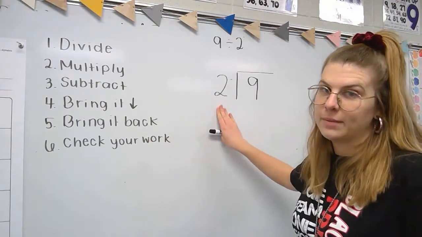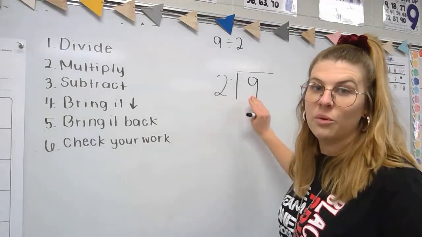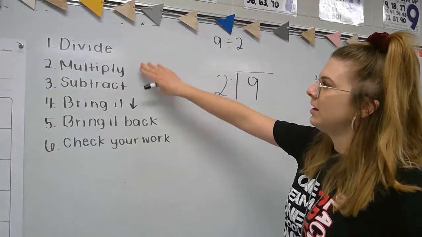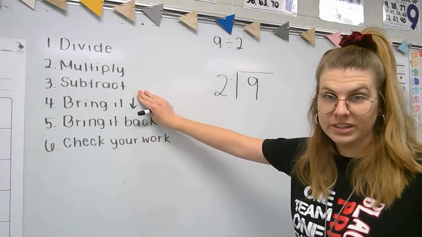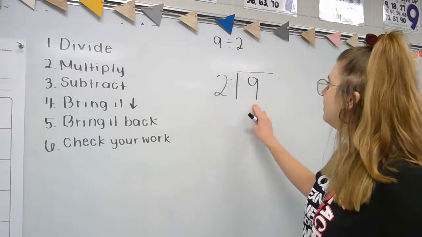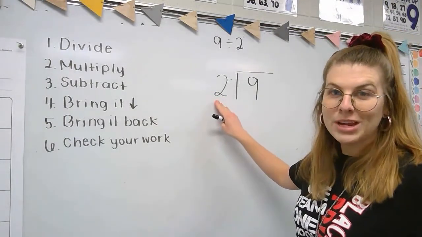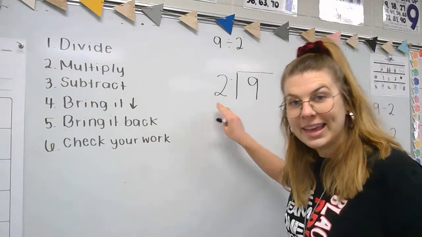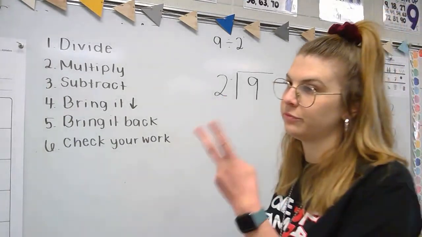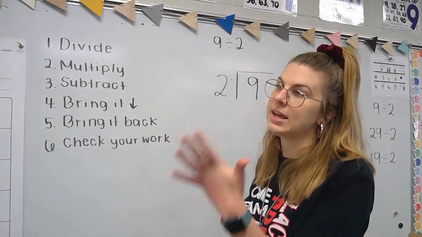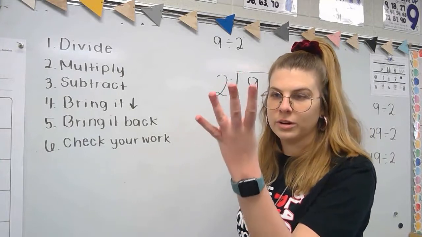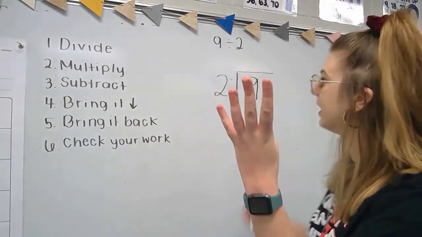And so for this first problem, we're going to do 1-digit divisor, 1-digit dividend. We're going to follow these steps to find our answer, our quotient. First, we divide. 9 divided by 2. How many groups of 2 can I get into the number 9 without going over? 2, 4, 6, 8, 10. 10's too far. 2, 4, 6, 8. I can do it 4 times.